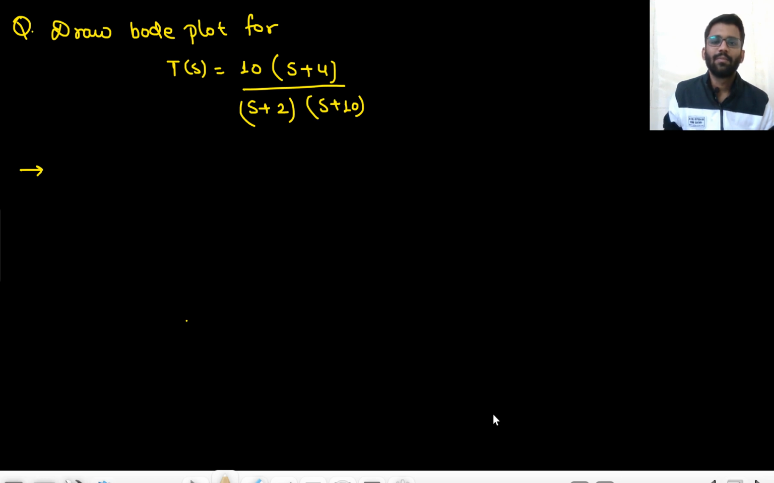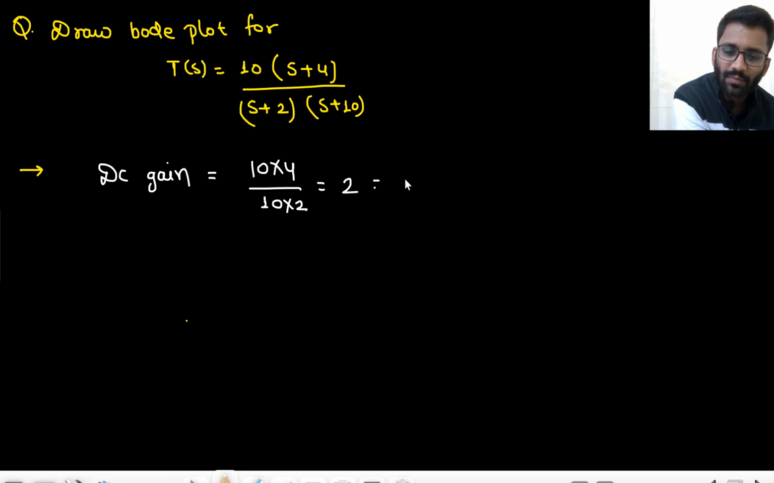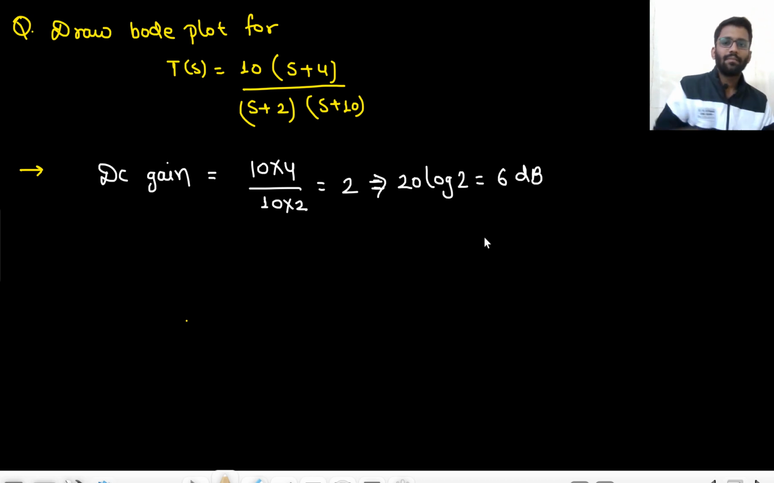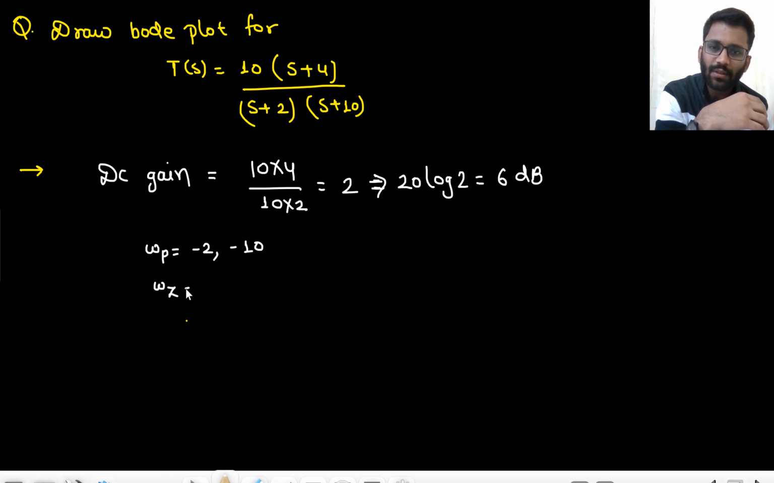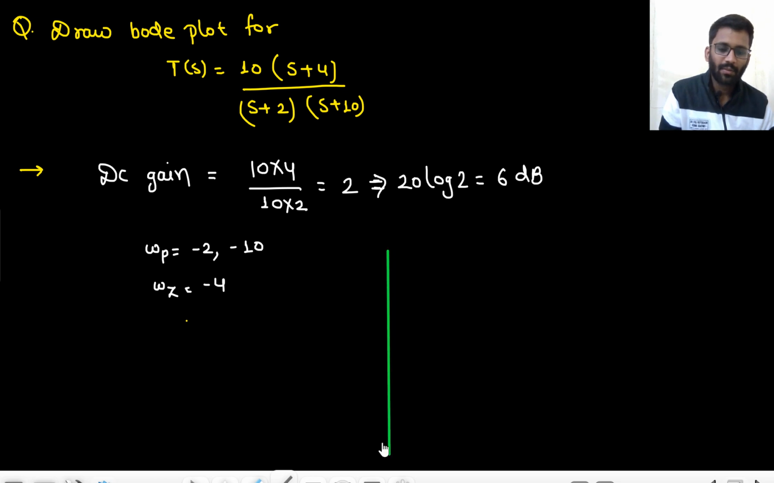Okay, let's move on to the next problem. First, find the DC gain. For DC gain, you put omega goes to 0. So DC gain would be 10 into 4 by 10 into 2, so it would be 40 by 20, that means 2. That means 20 log 2, which is 6 dB. So DC gain is 6 dB. The locations of the poles are minus 2 and minus 10. The location of the zero is minus 4. So tell me, how will the Bode plot look?